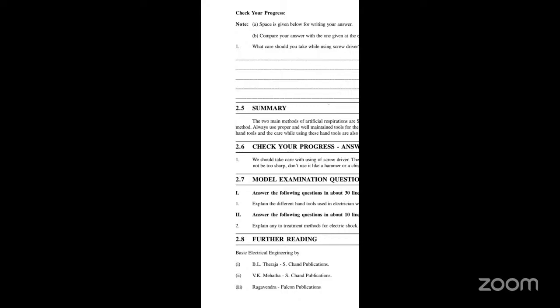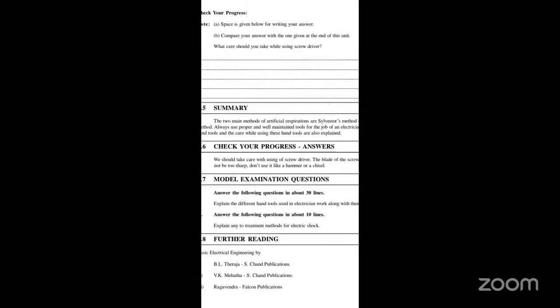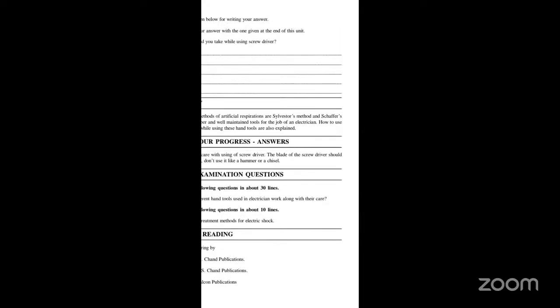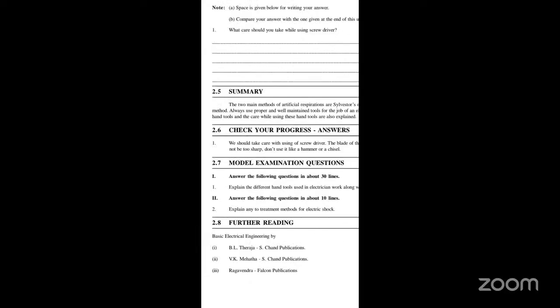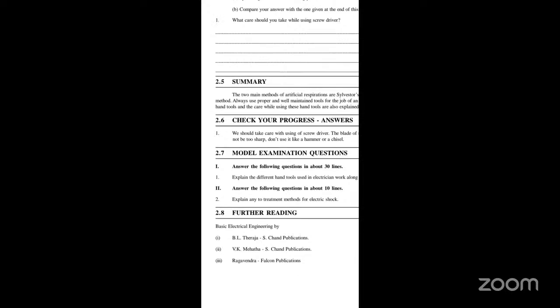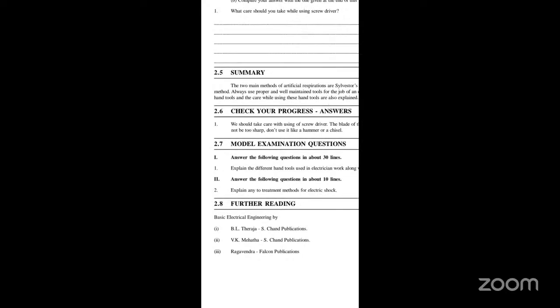Summary. The two main methods of artificial respiration are Sylvester's method and Schafer's method. Always use proper and well maintained tools for the job of an electrician. How to use hand tools and the care while using these hand tools are also explained in this lesson.